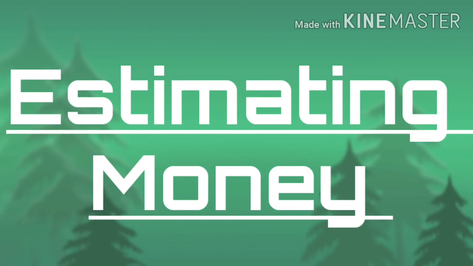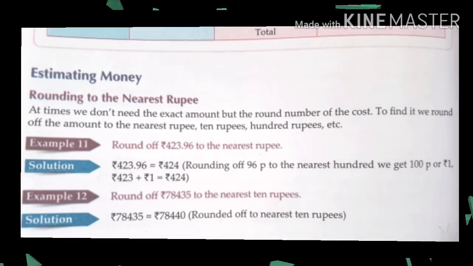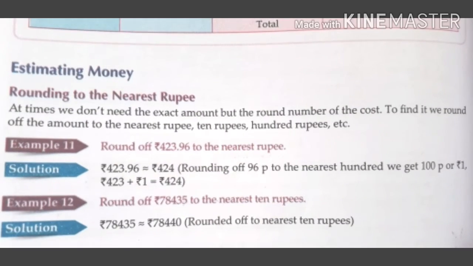You have to be careful about that, and there will be sum and difference examples also, so just focus and complete the exercise. Rounding to the nearest rupee: first, round off 423.96 rupees to the nearest rupee. After the decimal point they have given 9, so we have to add 1 to the rupees. 423 plus 1 rupee is 424 rupees. They told only the nearest rupee, not 10 rupees or 100 rupees.